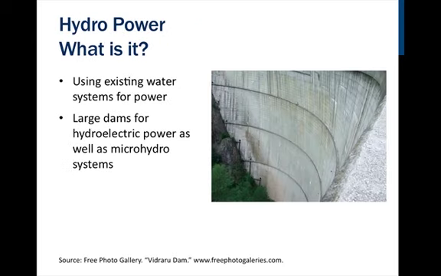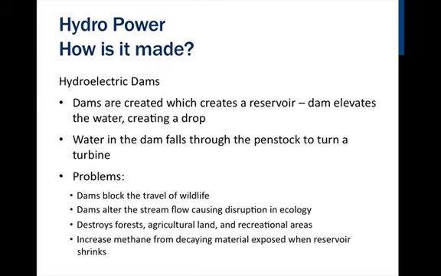Hydropower is using already existing water systems for power. There are two types of hydropower systems: large dams for hydroelectric power plants, as well as micro-hydro systems. In large hydroelectric power plants, dams are created to develop a reservoir, which stores large amounts of water. The dam elevates the water, creating a drop. Water in the dam falls through a penstock to turn a turbine. A generator is turned by the turbine to produce electricity using the same principles as the wind turbine generator uses.